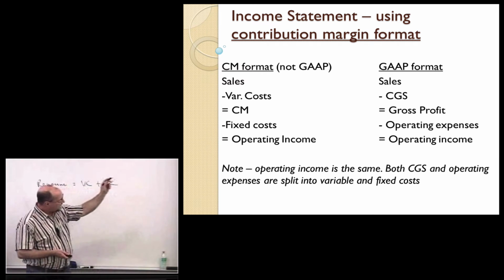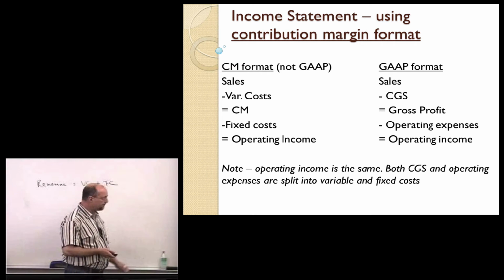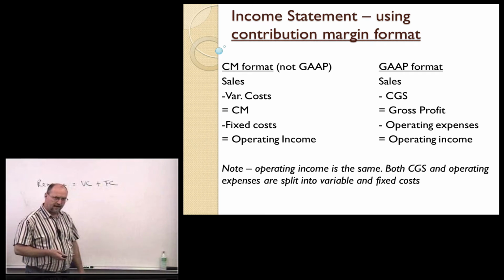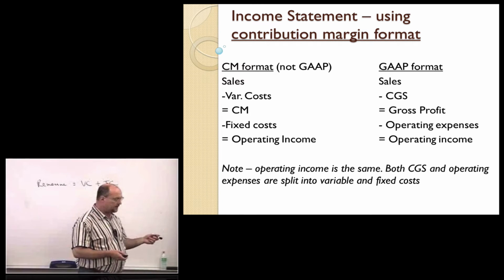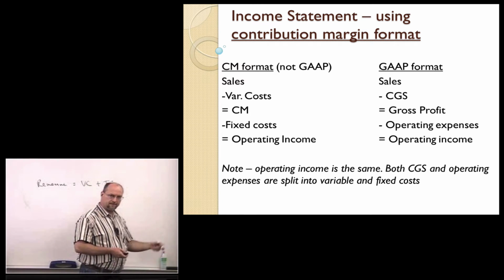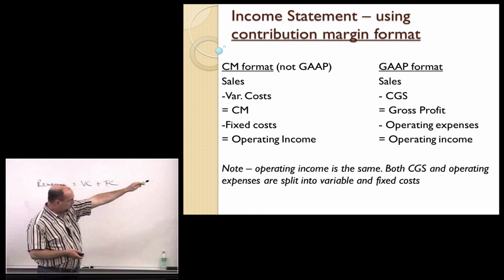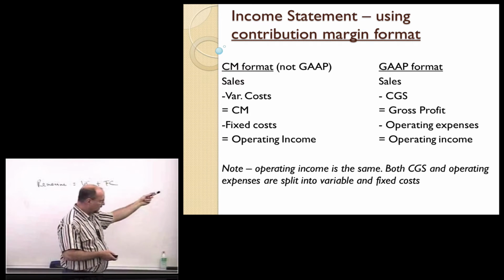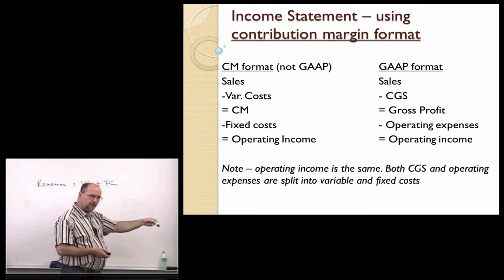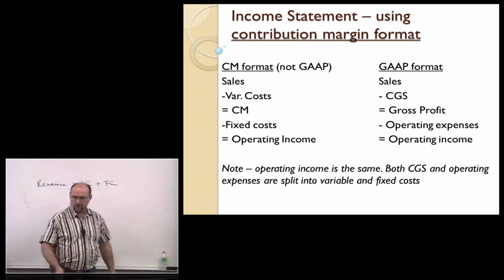Okay? Sales minus variable costs equals contribution margin, CM, minus fixed costs equals operating income. And what we'll see is that your cost of goods sold has a variable and a fixed component, and your operating expenses has a variable and a fixed component. So we've separated variable and fixed. So this number, variable costs here, includes part of cost of goods sold, part of operating expenses. Fixed costs will include part of cost of goods sold, part of operating expenses. Okay, so sales minus variable costs equals contribution margin.